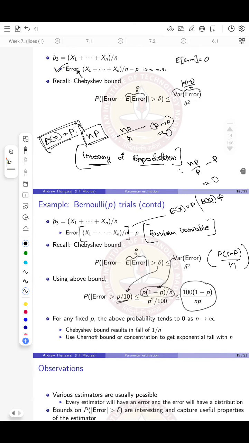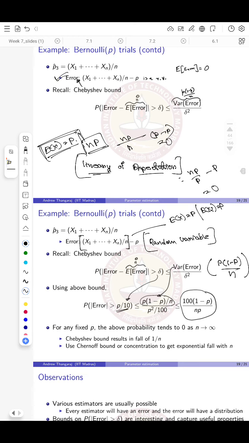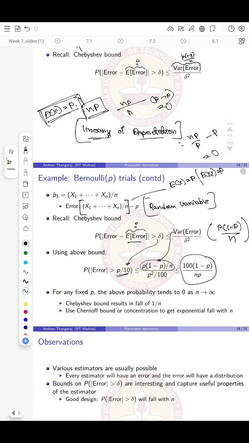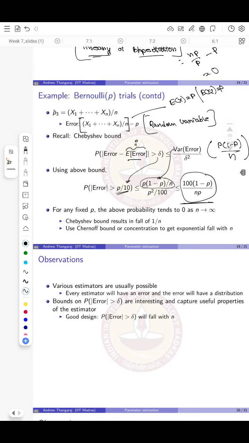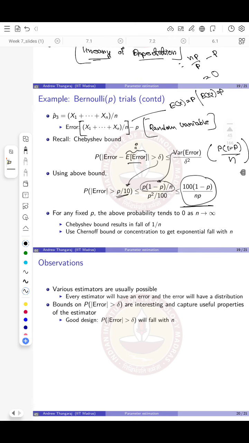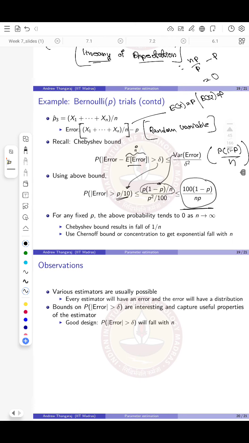Now the probability of error minus 0 being greater than delta. What have we done here, how did we take delta? It is less than the variation of error by sigma squared, and the variation for Bernoulli is p times 1 minus p by n, a simple thing. Then the probability that the estimate differs from the parameter by 10%, p by 10, we put that value and it comes as this. So for a fixed p, the above probability tends to 0 as n tends to infinity. If we fix p, the n value goes to infinity, that's why it is coming as 0.